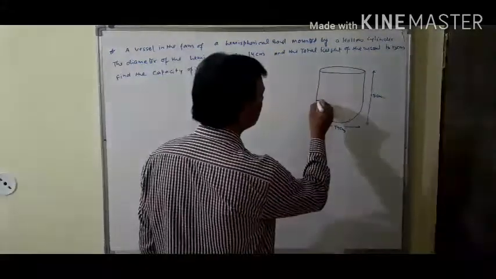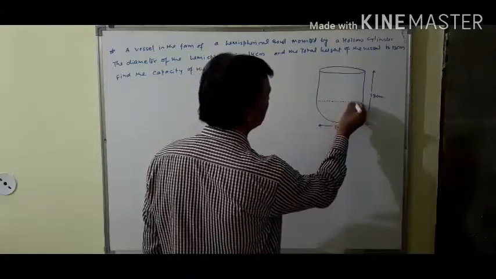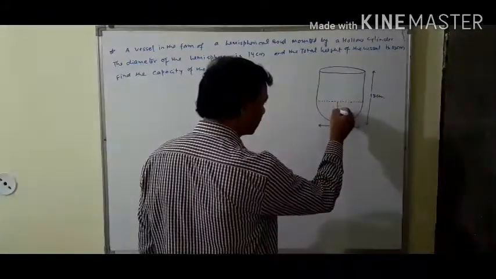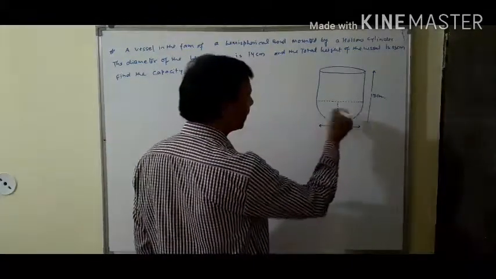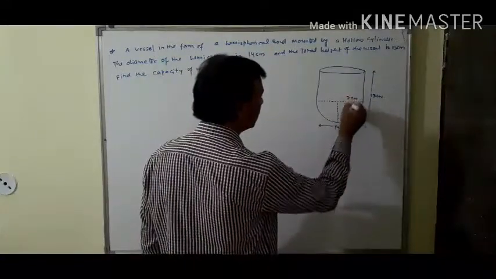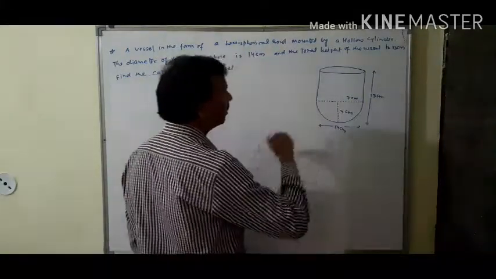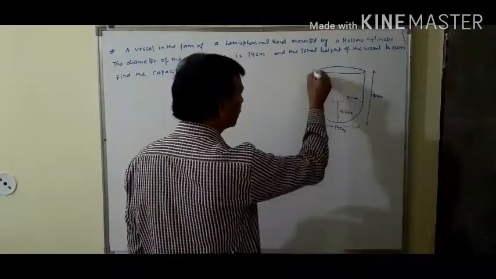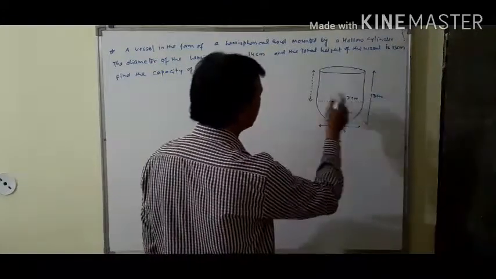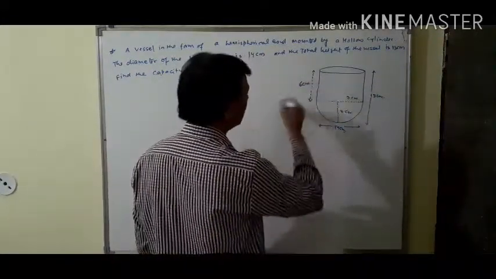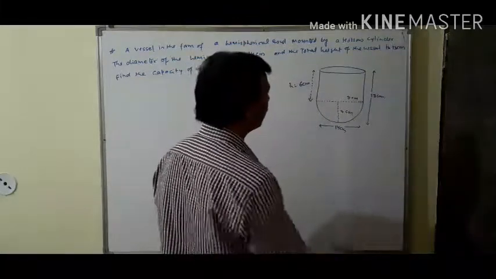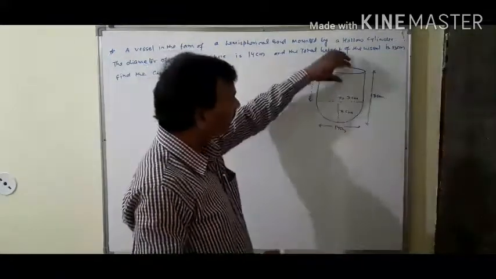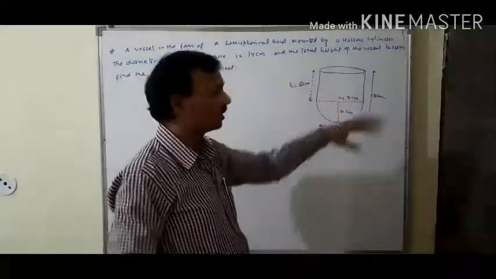Now suppose this is the top level of this hemispherical part, so this is also the radius, and the radius of this hemispherical portion is 7 centimeter. So the height of this cylindrical portion will be 13 minus 7, that means 6 centimeter, and this is equal to h. R equal to 7 centimeter is the radius of the cylinder and hemisphere both.